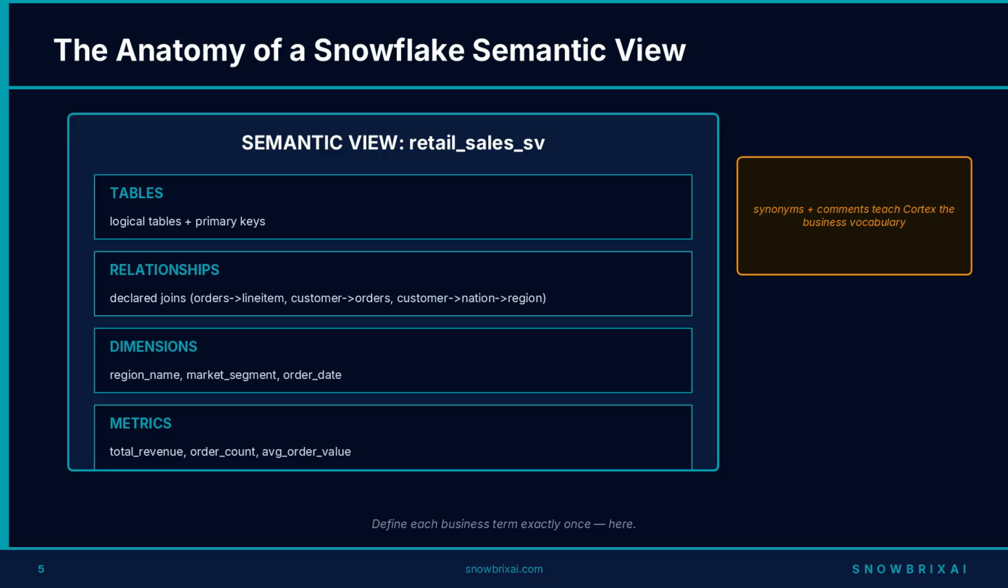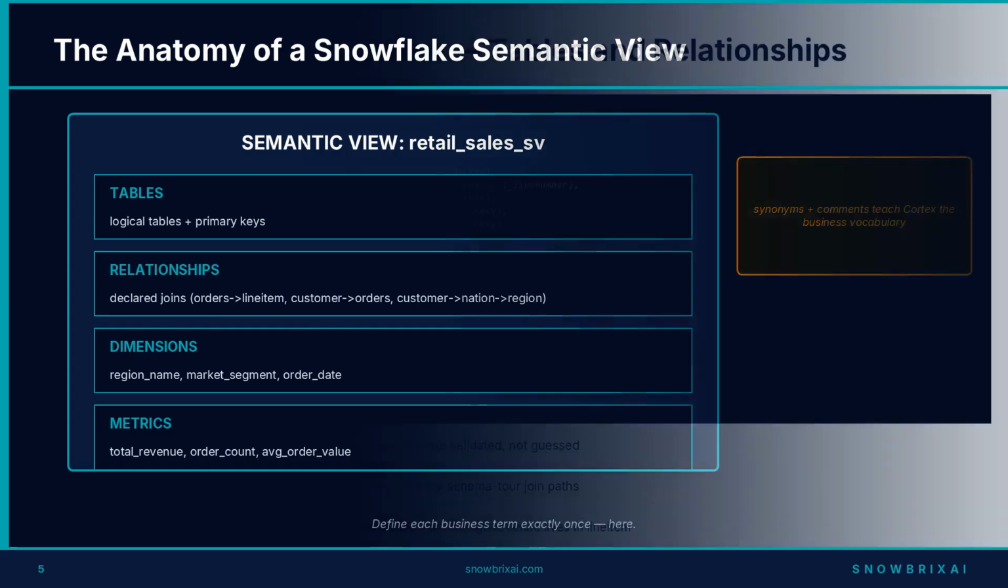Dimensions: region name, market segment, order date. And metrics: total revenue, order count, average order value. Off to the side, in amber, synonyms and comments teach Cortex the business vocabulary. The rule at the bottom says it best: define each business term exactly once here.